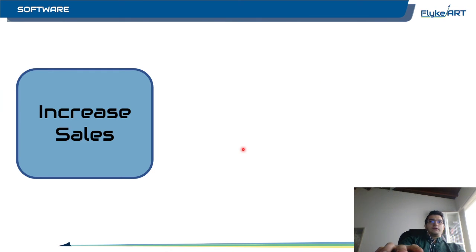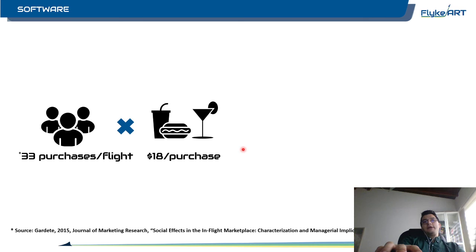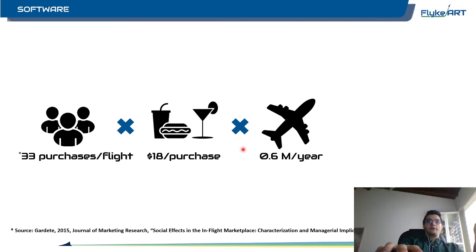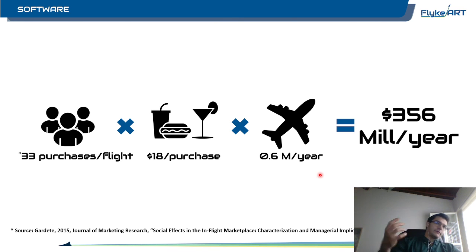Our goal is to increase sales first, and how it's done is, let's say that on average there are 33 purchases in flight, and every passenger spends about $18 on average per purchase. These are validated numbers that we took online. And then we take into account the number of flights operated annually by the airline. In this case, it's 0.6 million a year. This means that we have about 356 million a year made in revenue from in-flight sales, right? So this is just an example. We don't have the full validated case here, but this was just to show the airline that there was a huge potential to use software later on.